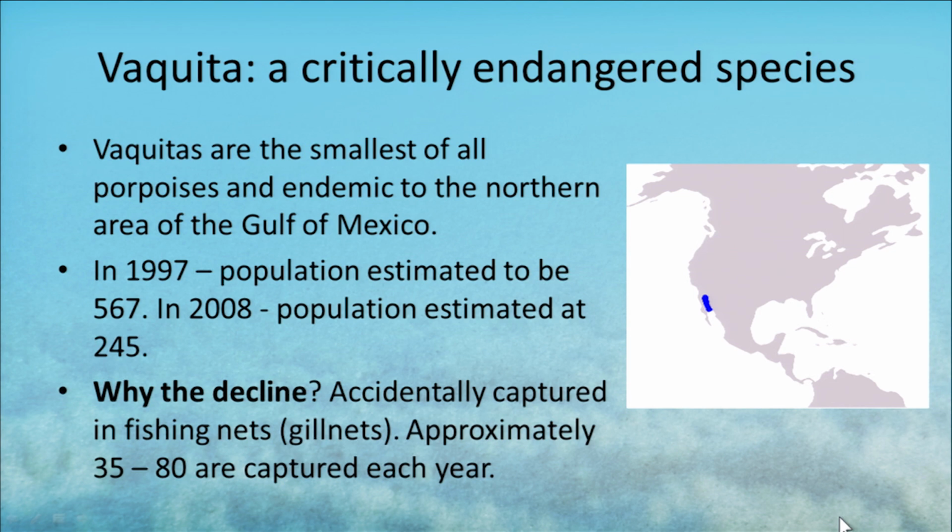Unfortunately, that area is also a prime fishing spot where fishermen set up gill nets to catch certain types of sea bass and other fish. These vaquitas, or very small porpoises, end up getting caught accidentally in these nets and drowning. Consequently, somewhere between 35 and 80 are removed through this accidental capture method each year. That's very tragic considering that the population is already small.